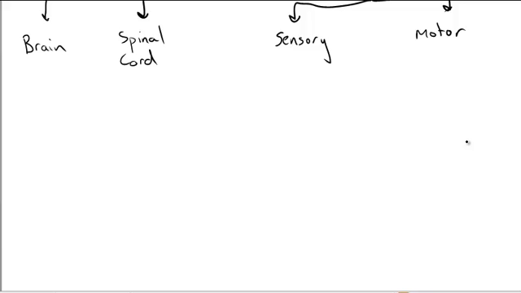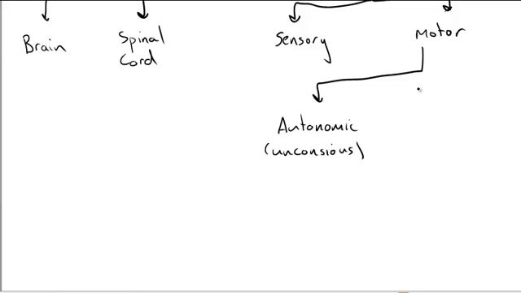The motor signals can be further broken down into autonomic, those that are unconscious, and what's called somatic, those which are conscious movements and responses.